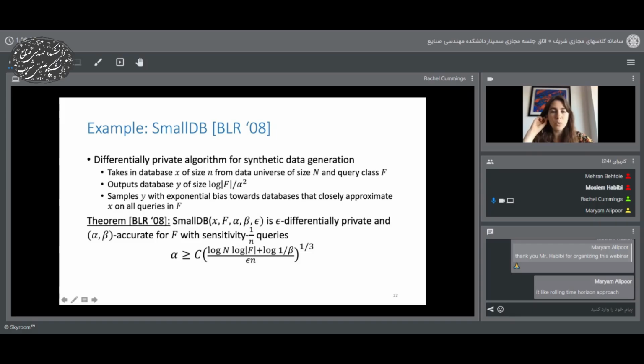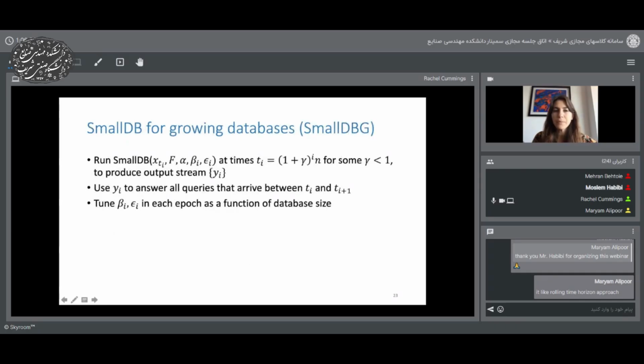You don't have to worry about the details here. The main thing you want to note is that you have some things in logs all over, like epsilon n raised to the power 1/3. And this power 1/3 is going to be important. Everything else is in logs, and then we have epsilon n.